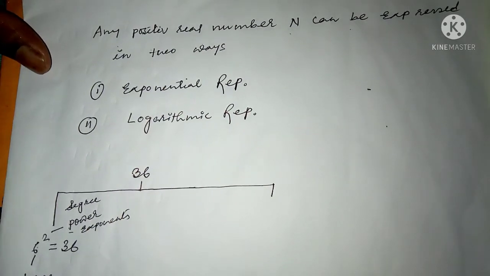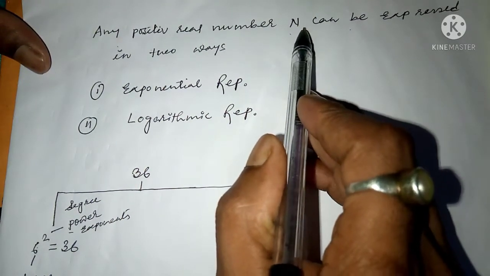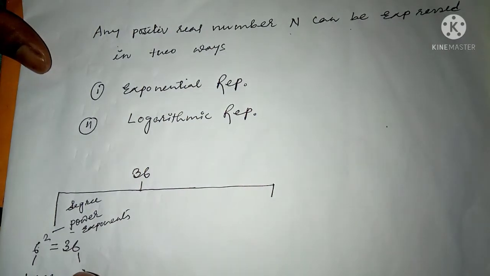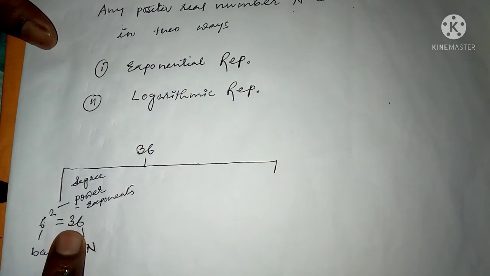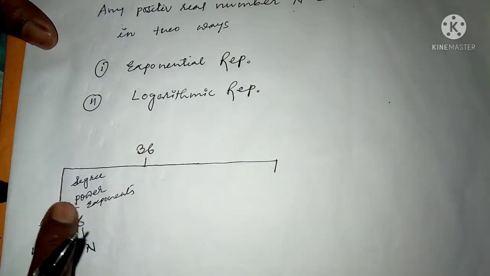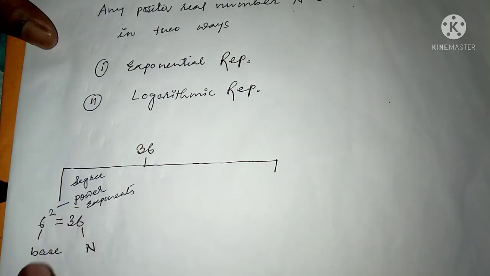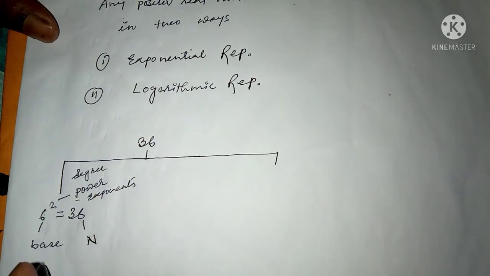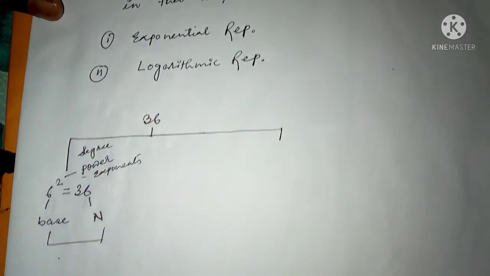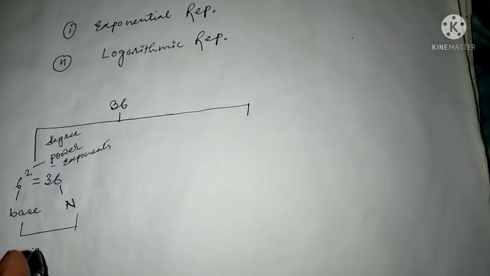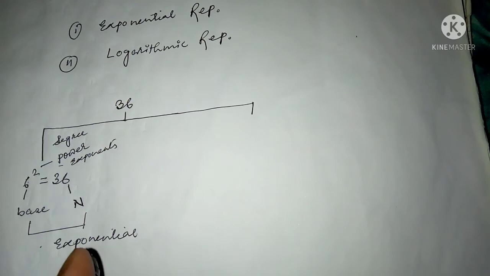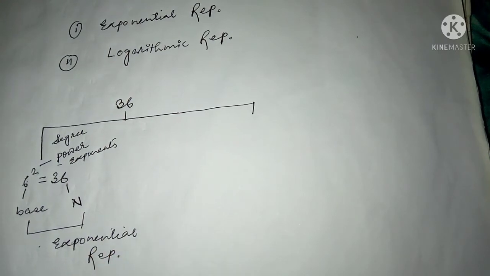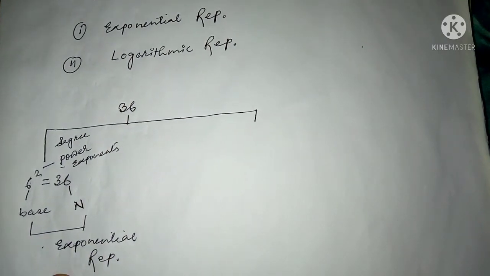And I have said here n is any positive real number, so this n is actually 36 here. This is positive, because 36 is a positive real number. So this whole representation is called our exponential representation. This is very simple, we have discussed it in our earlier classes as well.